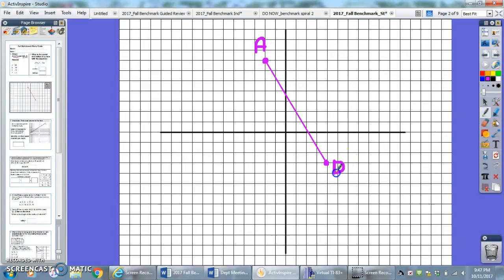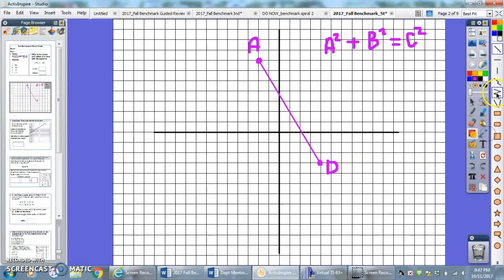So let me write that out real quick. So the Pythagorean theorem is A squared plus B squared equals C squared. Alright, so what I need to figure out are the 2 legs of the right triangle formed by the segment being my hypotenuse. So I'm going to draw my triangle. So let me use a different color.